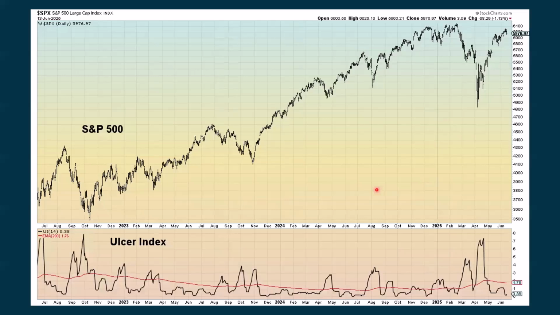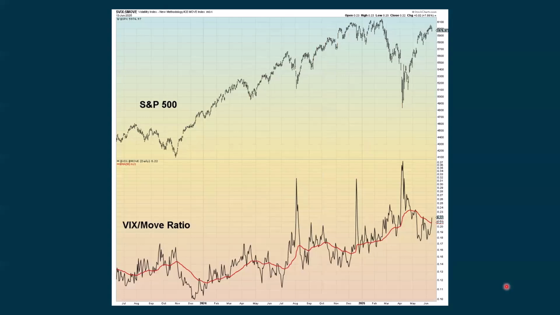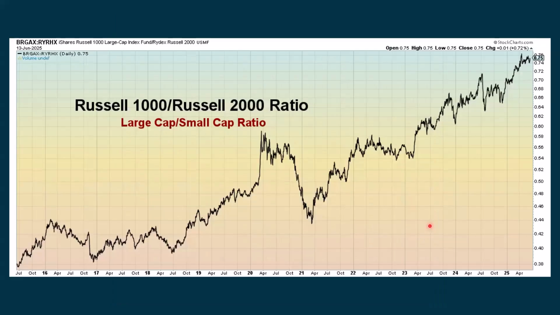Then we look at the Ulcer Index, which is another sentiment gauge, still below the moving average, and the moving average is starting to decline. That means there's not a lot of fear as measured by this indicator. Then we look at the volatility of stocks and do a ratio with the volatility of bonds. Even though we're spiking back up because Friday was a down day, the moving average, the red line, is what I pay most attention to, and it's still continuing to decline, and that is more positive. And we look at a ratio between large caps and small caps, not really seeing anything too substantial here. We've been just chopping for most of 2025.